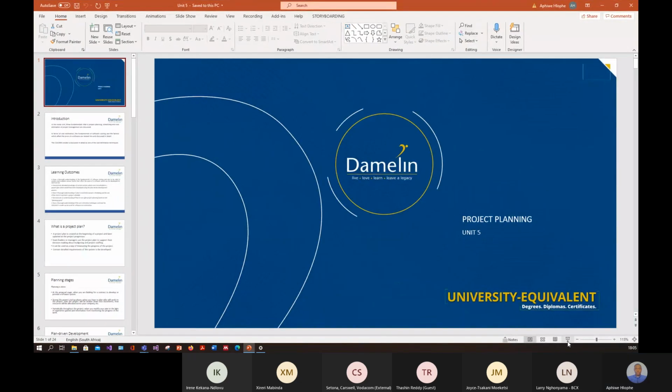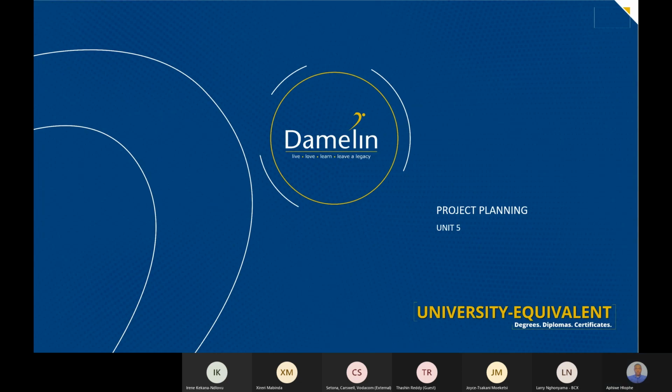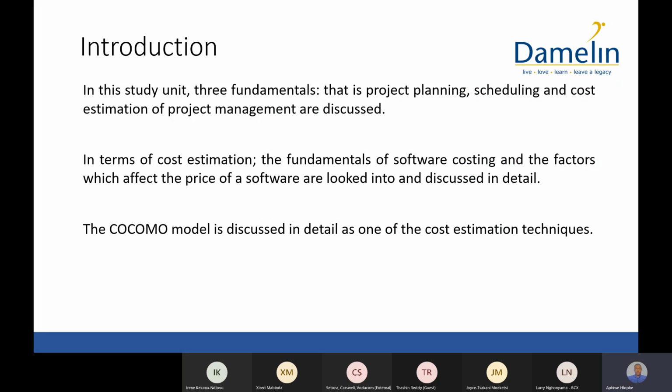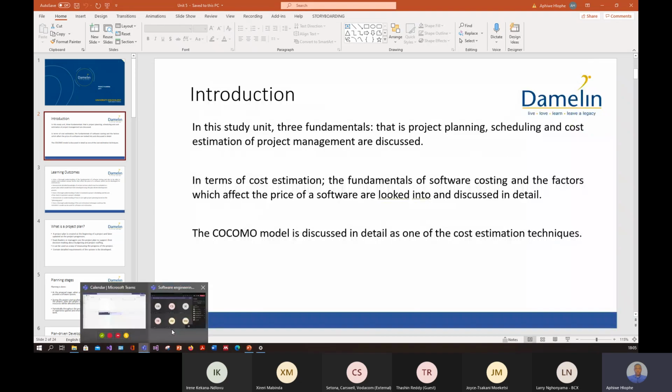Okay, so we are on study unit 5, and the topic is project planning. In this study unit, three fundamentals of project management are discussed: project planning, scheduling, and cost estimation. In terms of cost estimation, the fundamentals of software costing and the factors which affect the price of a software are looked into and discussed in detail. The COCOMO model is discussed in detail as one of the cost estimation techniques.